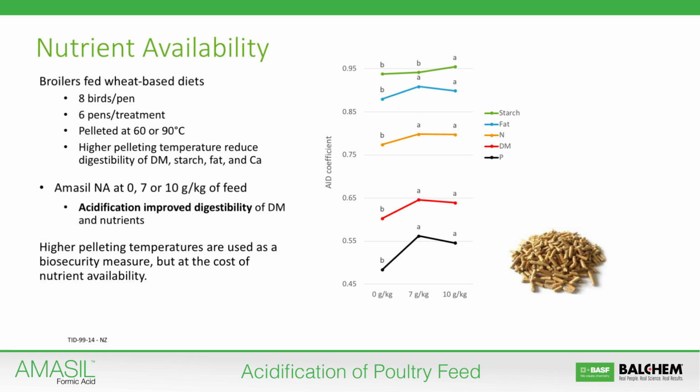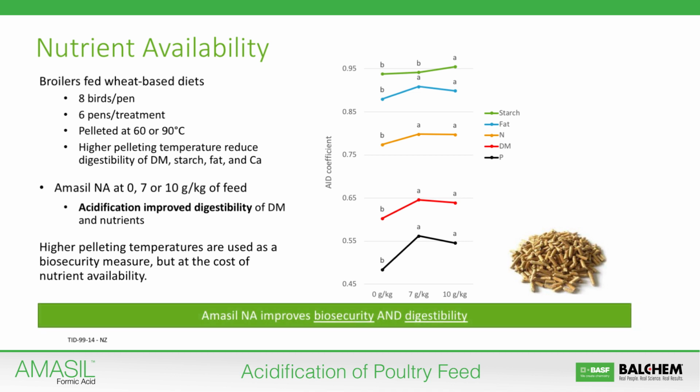And these benefits carry through. And the reason for this is that a lot of the digestive enzymes responsible for making these nutrients in feed available are, at the end of the day, more effective in a lower pH environment, and when they're not competing with as many bacteria in the gut for those nutrients. So the main takeaway that we presented at the meeting in Australia was amoxicillin A improves both biosecurity and digestibility of nutrients.